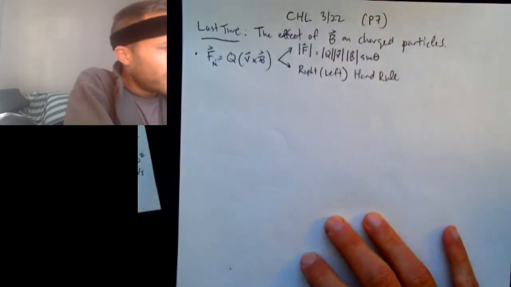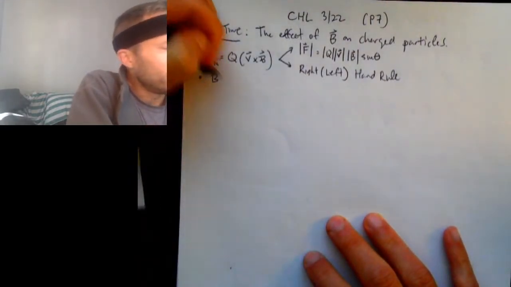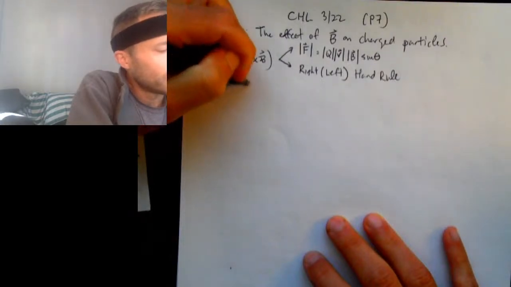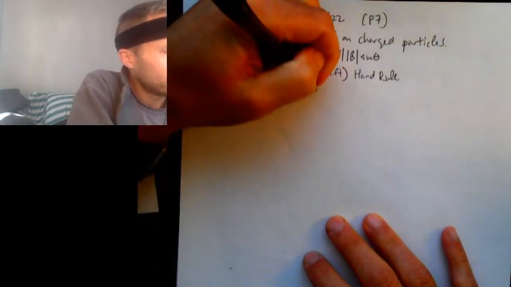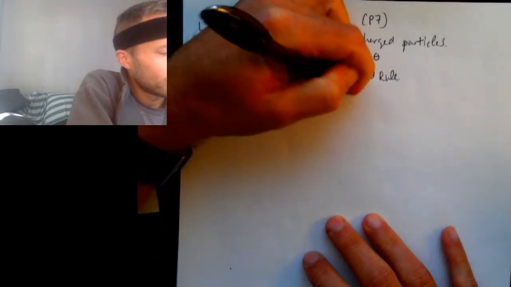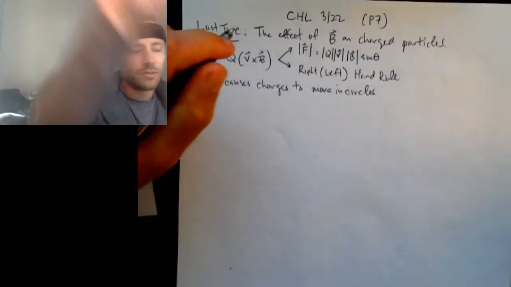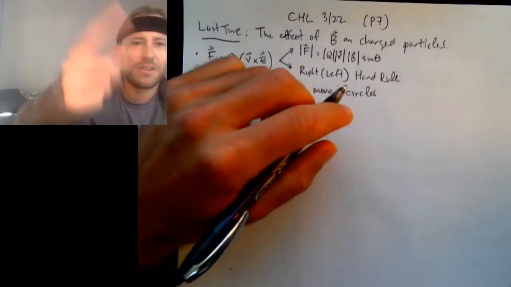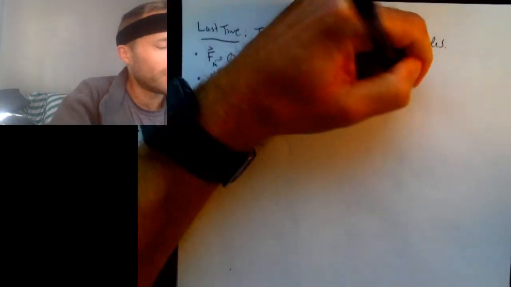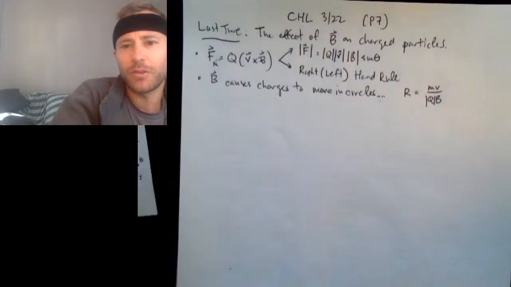All right. And then what we talked about is how the magnetic field causes charges to move in circles, or in the more general case, in spiral shapes, helixes. Not a spiral, because a spiral curls in, but a helix. And we found that the radius of that circle is mv over qb. This is the absolute value of q.